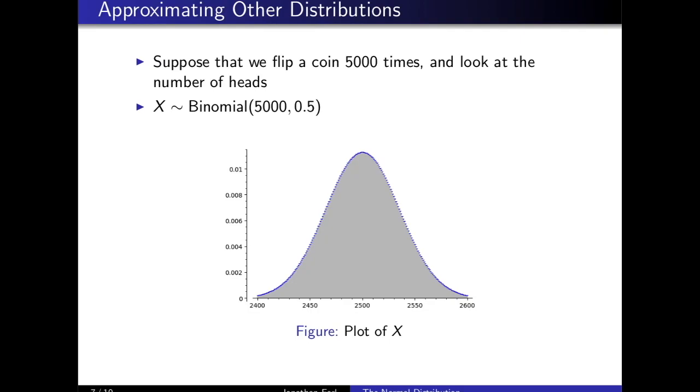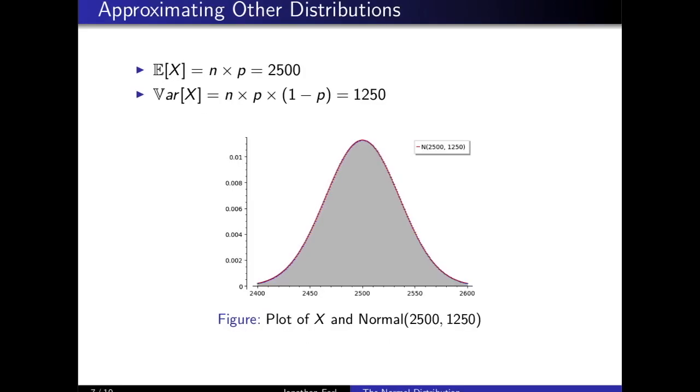And what we see here is that this really looks a lot like a normal distribution. So we compare it to that. Those two curves look very, very similar. What actually happens is that the normal distribution can be used to approximate the binomial distribution. Remember that the expected value for a binomial distribution is just the number of trials times the probability of success. So in our case, that'd be 2500. And the variance is going to be the number of trials times the probability of success times the probability of failure, so n times p times 1 minus p. And in this case, that would be 1250.